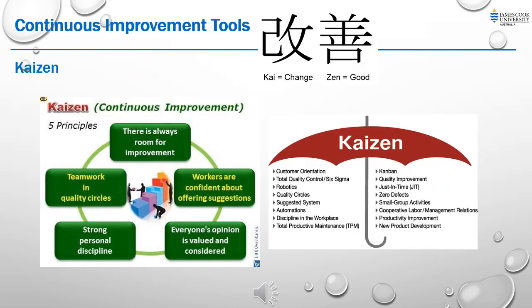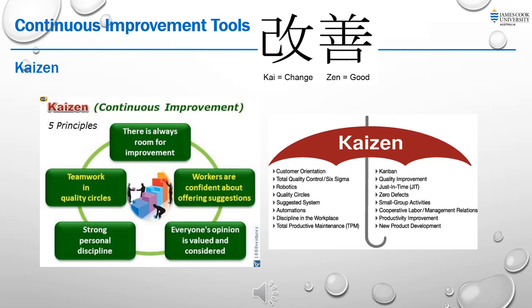Another Japanese word: Kaizen. Kai means change and zen means good. So it is the Japanese term that means continuous improvement. It's a philosophy and methodology that focuses on making incremental improvements to processes, products, and services on an ongoing basis. Kaizen is a key component of lean manufacturing, used to drive continuous improvement in organizations.